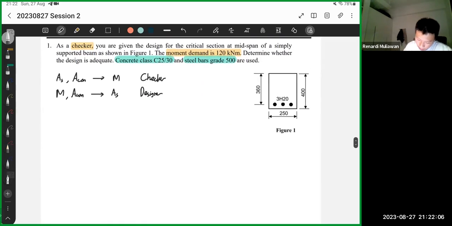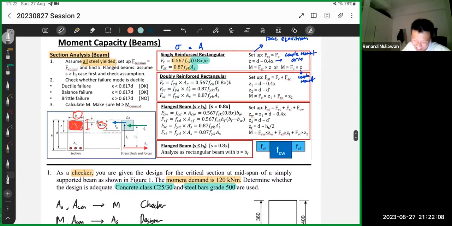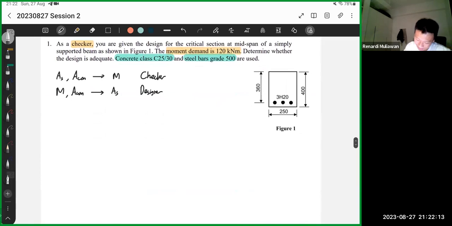So actually never mind, I'll cheat. So all steel has yielded, right? So okay, first of all, we draw the section. So 1, 2, 3, something like this. Then we have 250. Then we have H is 400. D is 360. All of the dimensions in mm.